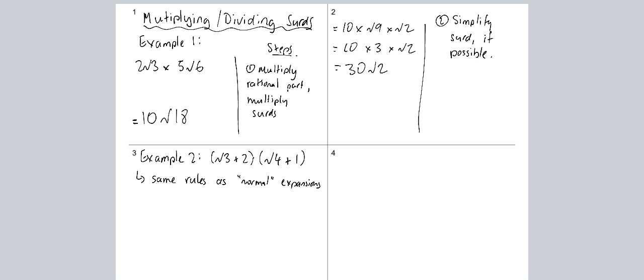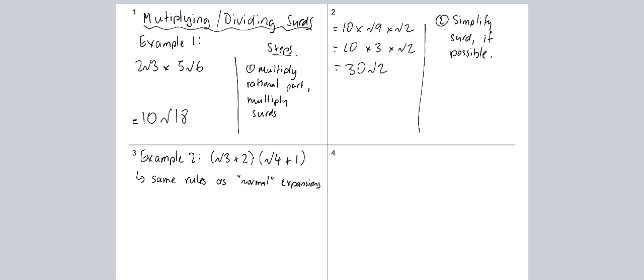So example 2, root 3 plus 2, root 4 plus 1. We follow the usual expansion rules, whether you use the box method or the chicken beak method, or just by observation, you do the same method. And effectively, it's multiply this by each thing here, multiply this by each thing here, okay?